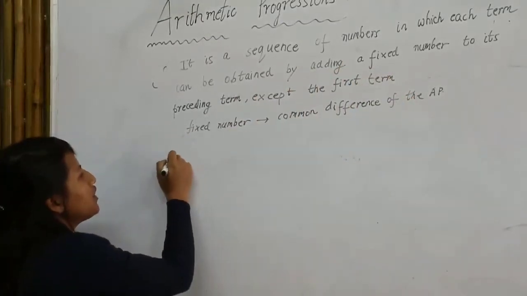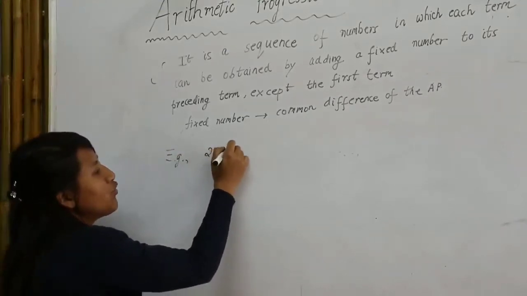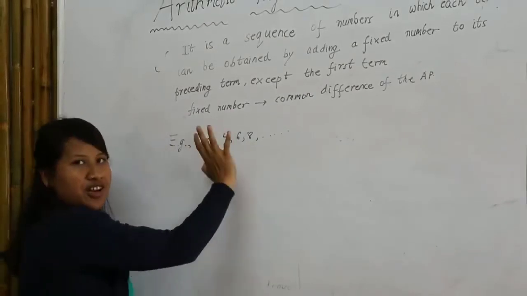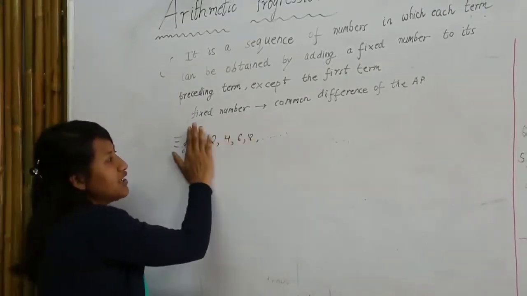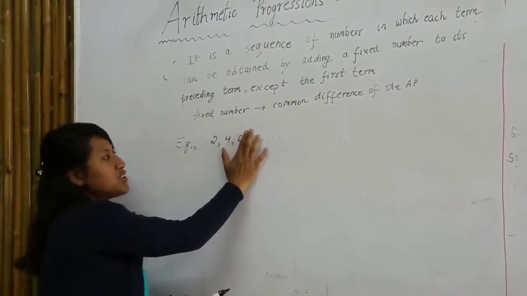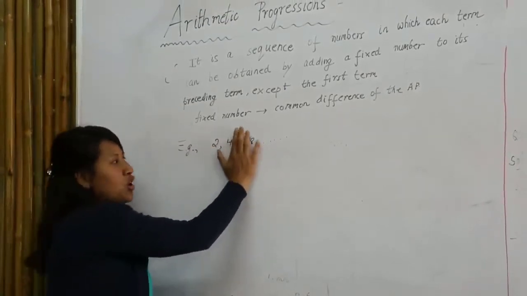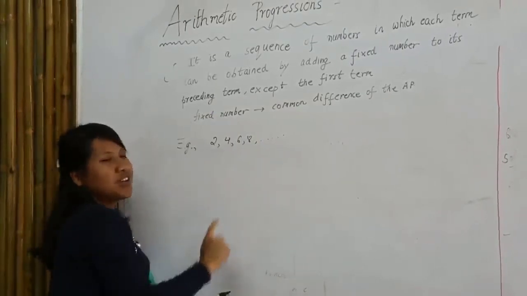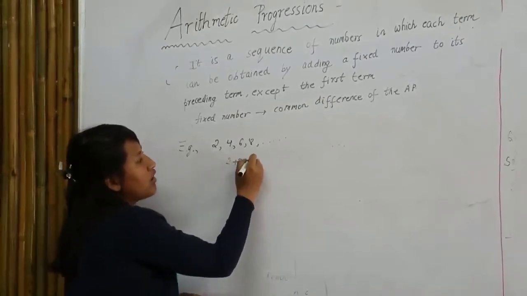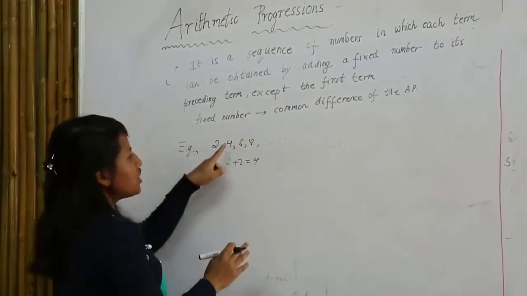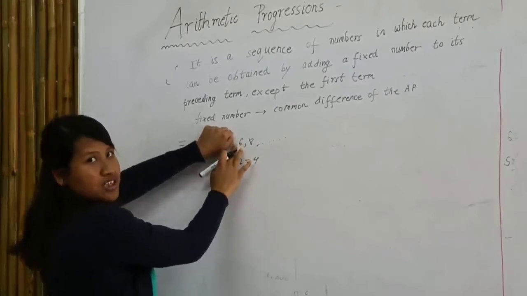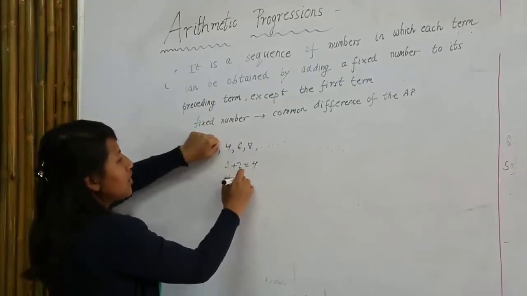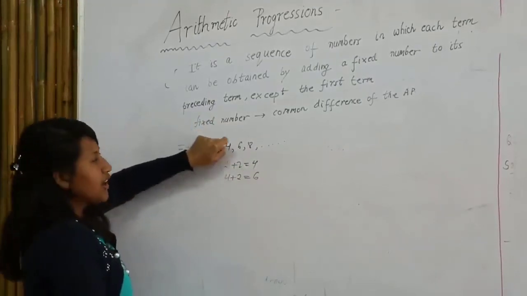Now let's take a particular simple example. Okay, 2, 4, 6, 8, so on. Okay, now forget the first term. Now check the second term. Okay, 4. What is preceding term of 4? It is 2. Now 2 plus what you'll get 4? It is 2, right? So 2 plus 2 you'll get 4. Okay. Now next, okay, we have finished 4, so we'll go to 6. So what is the preceding term to 6? It is 4. So 4 plus what you'll get 6? It is again 2.